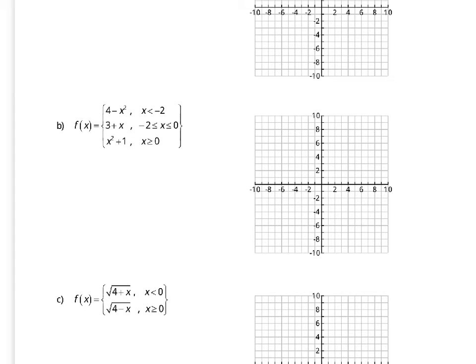Now we will graph the third portion of the piecewise function. I've now graphed x squared plus 1, and notice again the domain. I'll take a look at the domain, and it says x can only be greater than or equal to 0. Therefore, I must remove any portion of the graph that is less than 0. I will do that now, and we will complete the piecewise function graph.